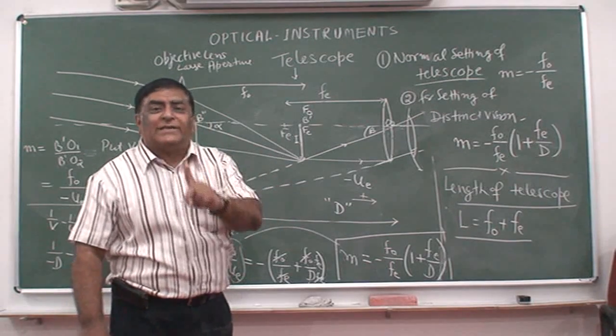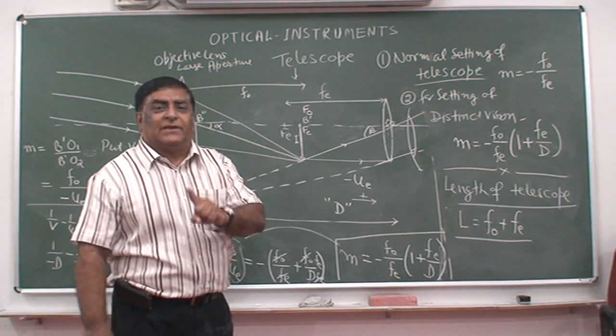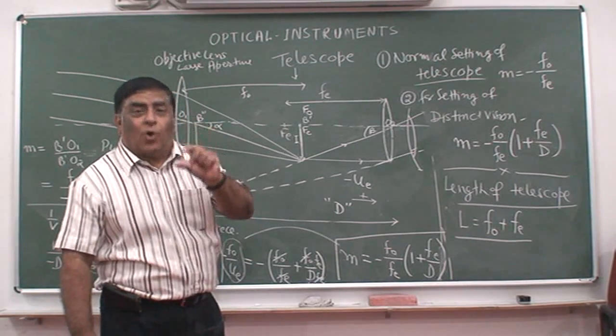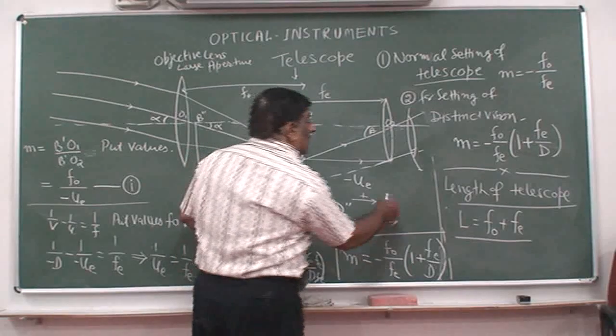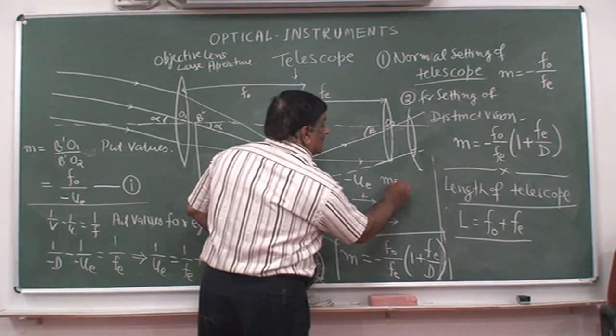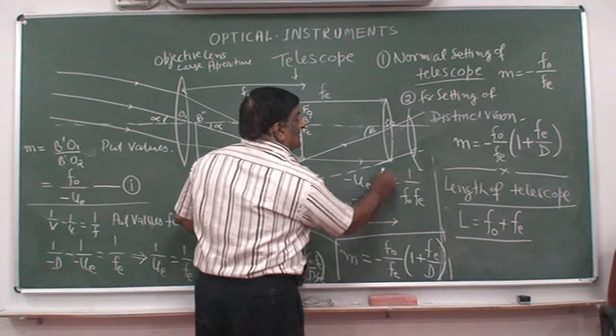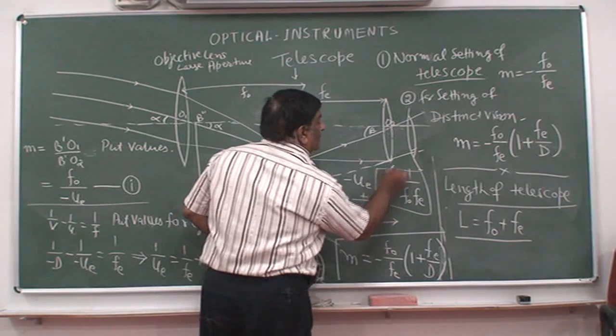In the construction, what is the difference? In the construction, the difference is FO for microscope is small, because the formula for microscope is 1 upon FO, FE. This is for microscope.